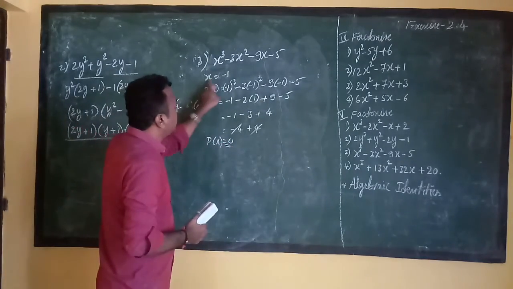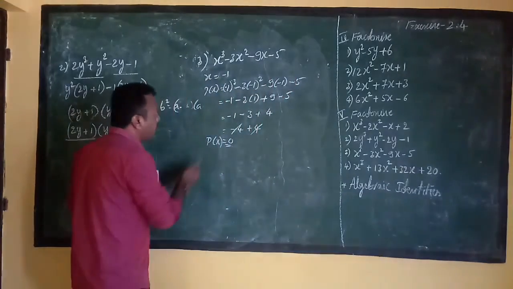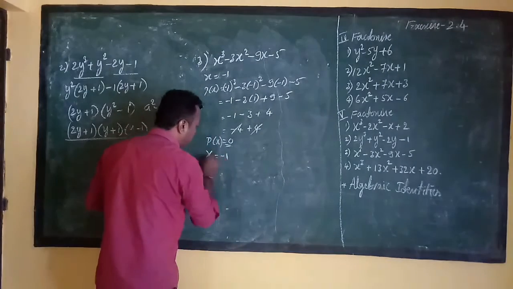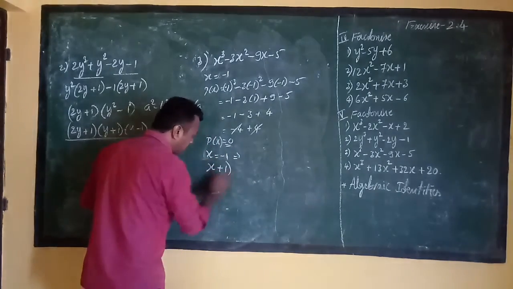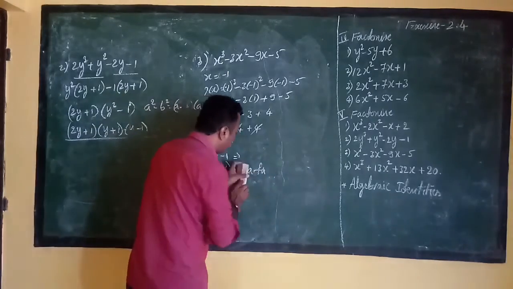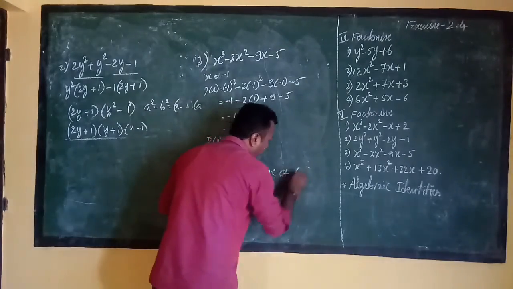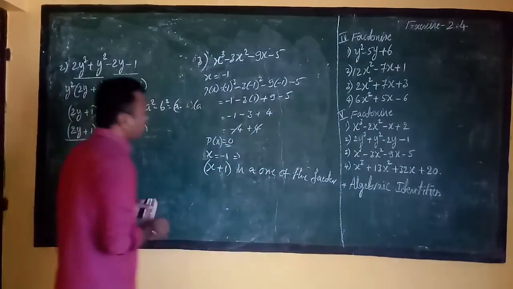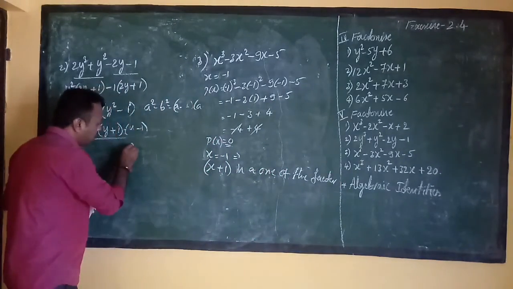So, when x is equal to minus 1, this value becomes 0. Yes. Now, what is the next step? So, x equal to minus 1 implies x plus 1 is a factor. X plus 1 is one of the factors. Yes.